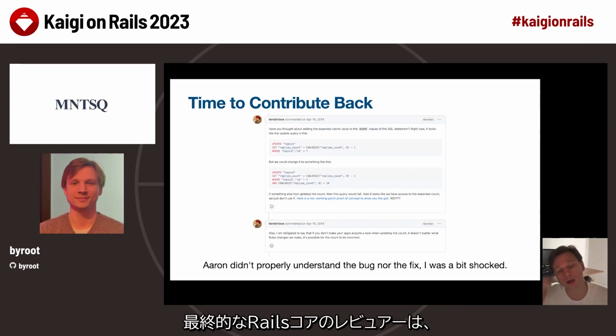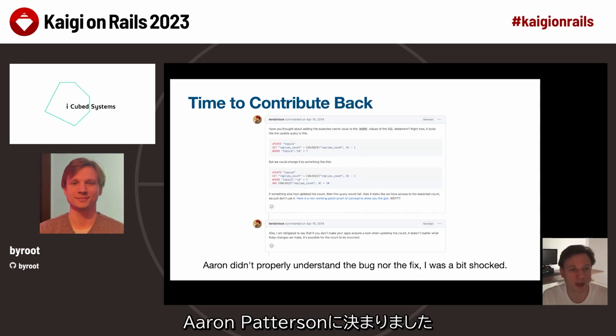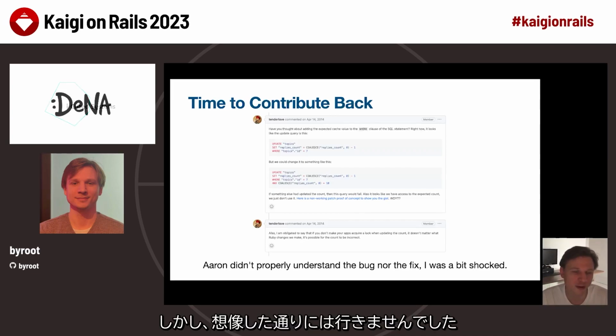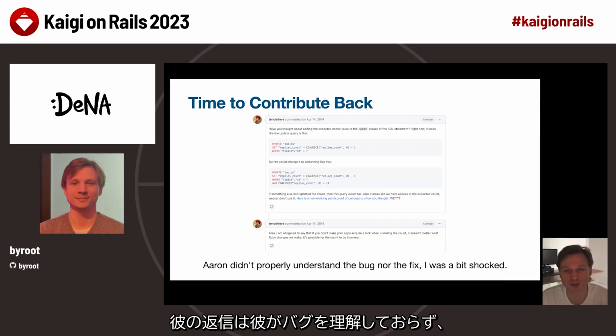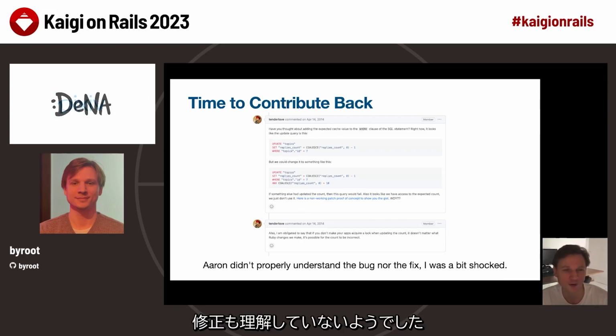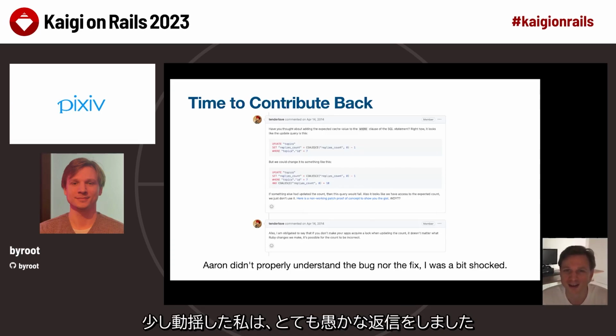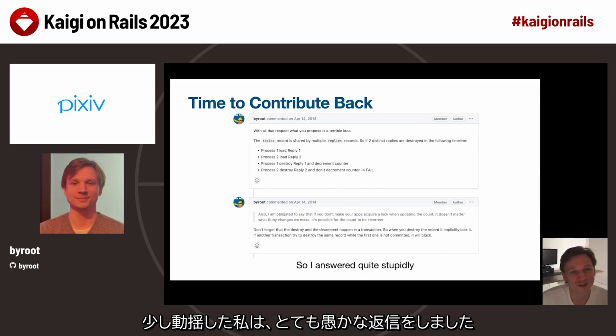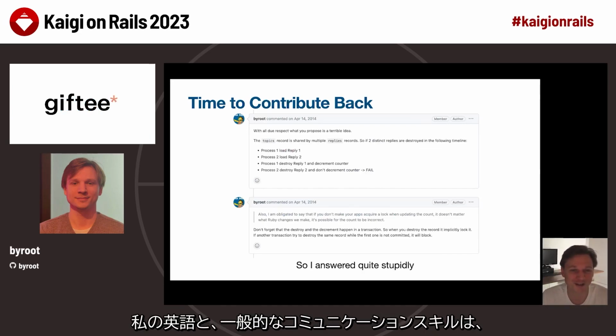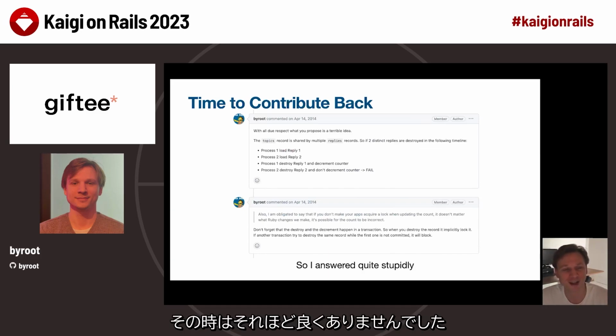The Rails core member reviewing my pull request ended up being Aaron Patterson, Tenderlove. However, it didn't go as I imagined. His response seemed like he didn't properly understand the bug nor the fix I created. I was a bit destabilized. So I answered quite stupidly. My English and communication skills in general weren't that great at the time.